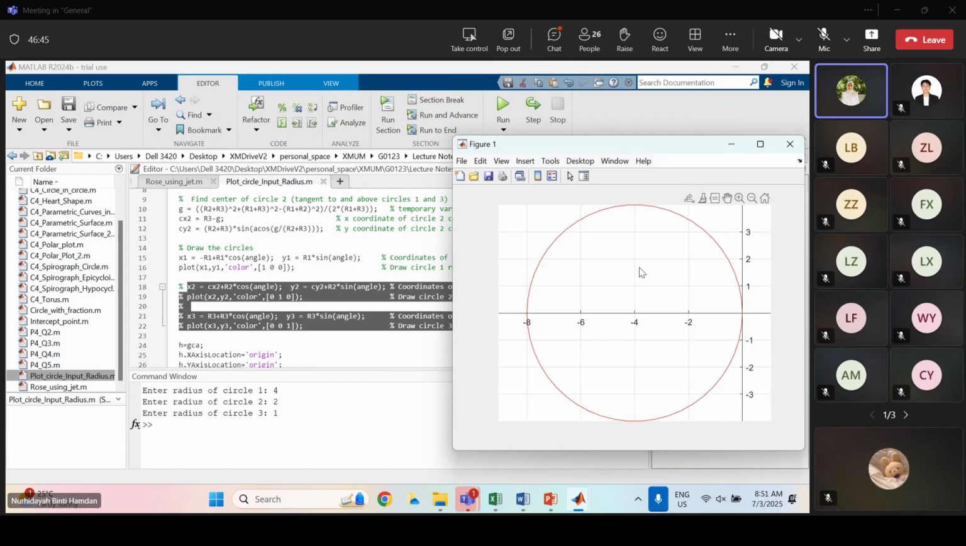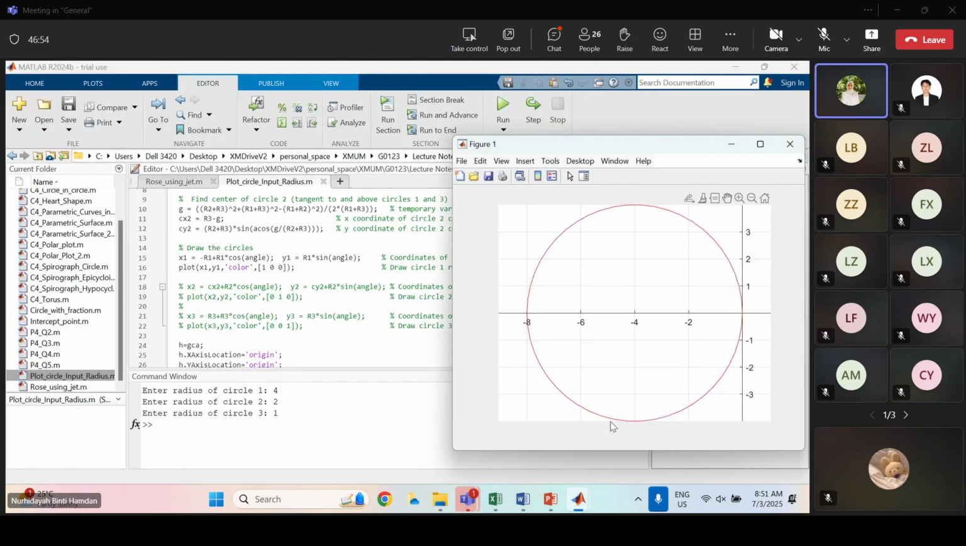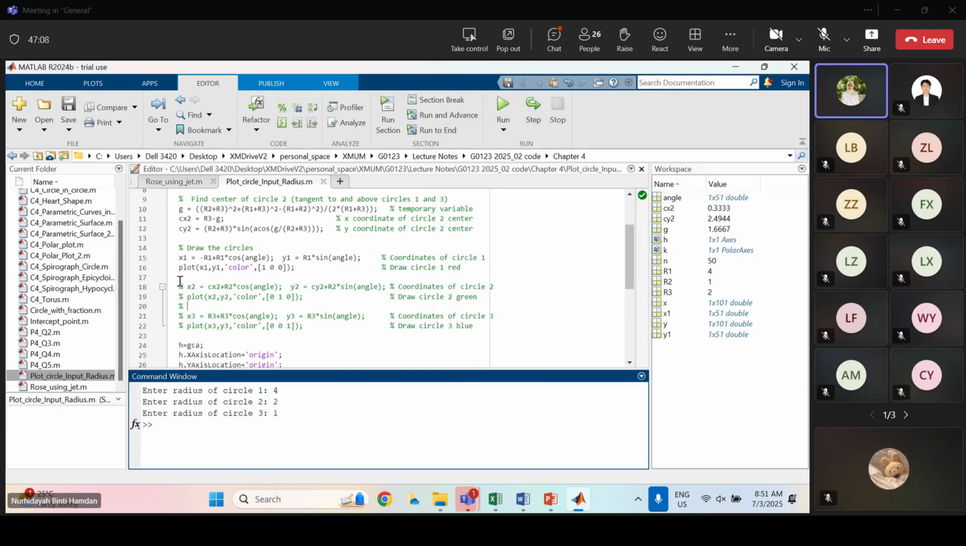Okay, so this is the first circle. But in this one I enter all the radii, but I only plot one circle. Next, I want to create x2, the coordinate like this. So now we want to do the coordinate of circle 2. We use cx2 and also cy2 is this. Then we draw circle 2 in green, 0, 1, 0 is green.